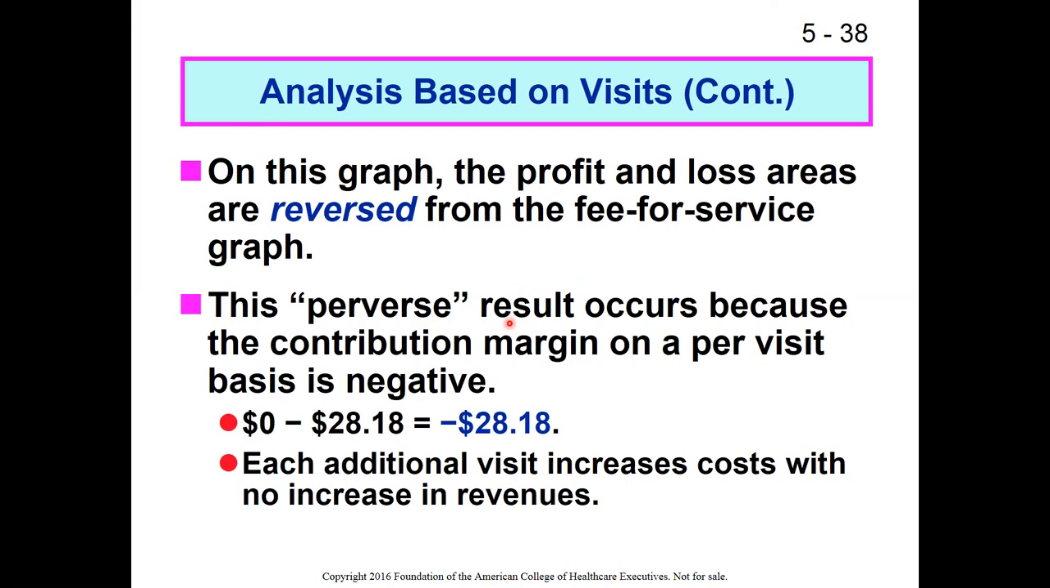The idea is that there's this kind of perverse incentive, because every time you walk through the door, the organization has to pay $28 in variable costs to take care of you. And they, by the way, don't get any additional money from the insurance company, right? The insurance company writes the check and says, here's your $100,000, and don't call me and ask for any more money. In reality, there are kind of escape clauses to that. But that's the idea.